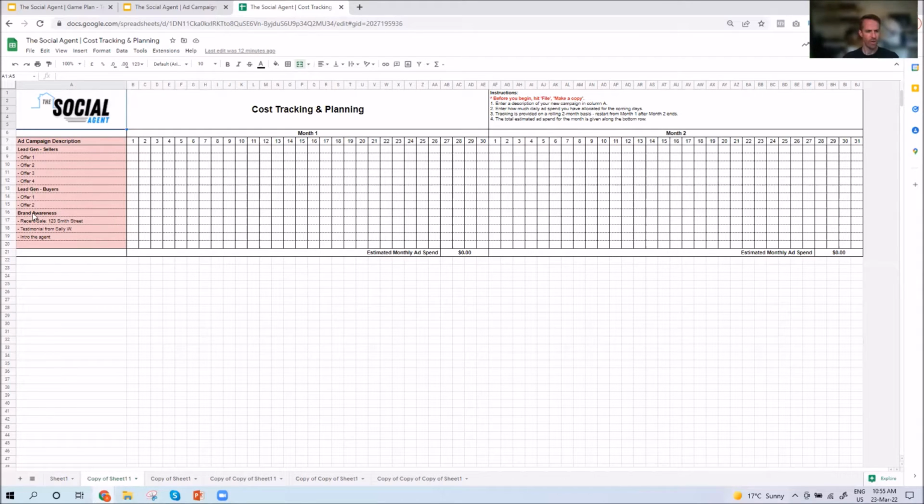So we've got three categories here. With this particular example, we're going to run lead gen campaigns to get seller leads. We're running lead gen campaigns to get buyer leads, and we're running a couple of brand awareness style campaigns as well. For instance, you might not want to run lead gen campaigns for buyers, and that's totally fine, so we don't do that. But in this example, I'm going to just have both running.